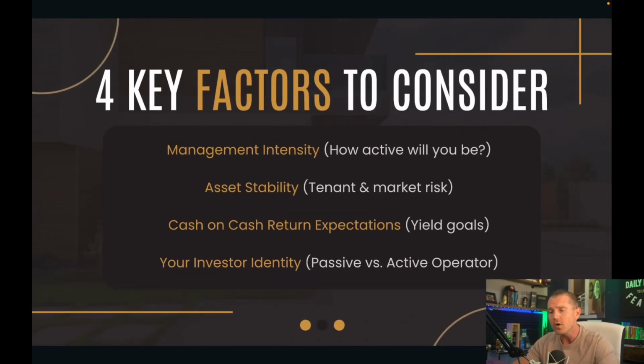So the four key factors that I want you to consider when you're thinking about what type of asset should I be thinking about investing in are these four things. Number one is the management intensity. How active are you planning to be in your commercial real estate business? Do you want to be super hands-on? Do you want to self-manage? Do you want to buy an asset that has one tenant with a really strong lease that puts all the responsibilities back on the tenant and you're way more hands-off?